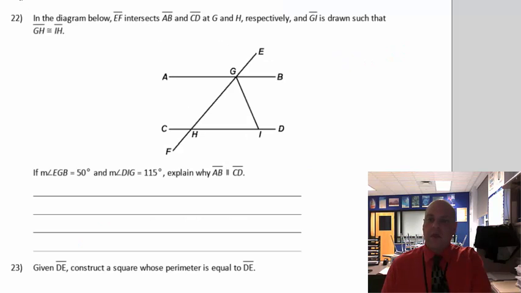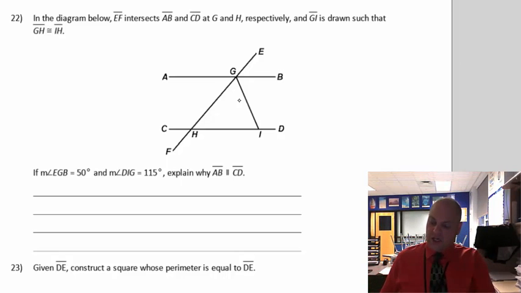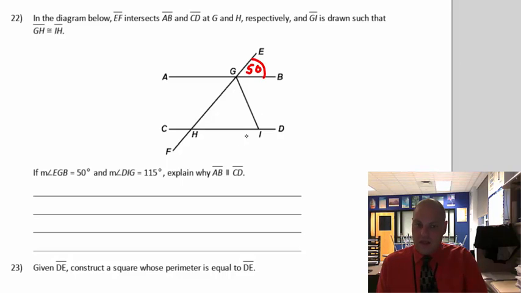21 is a construction. 22, all right, 22. Interesting question here. They give us information. They give us that this is 50 and that this is 115, and they're going to make us explain why these are parallel.